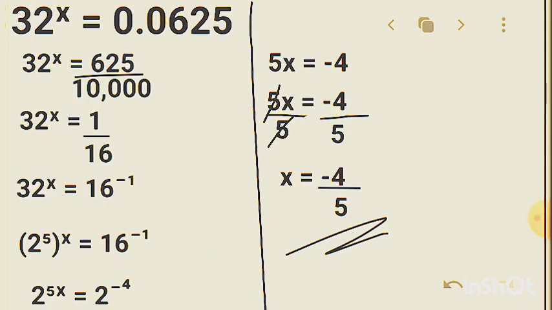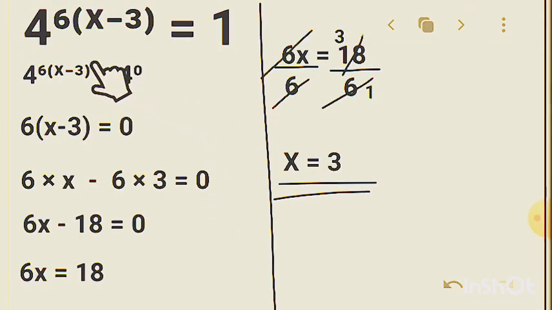Because the bases are the same, we equate the indices, the exponents. So the exponents are 5x and minus 4, so 5x will be equal to minus 4. Now we divide both sides by 5, x will be equals to minus 4 over 5. So the value for x here is minus 4 over 5.